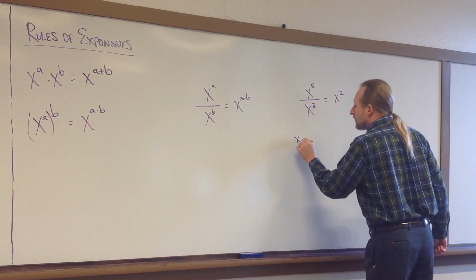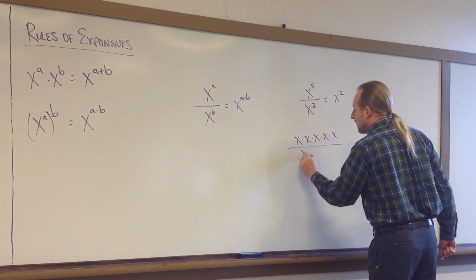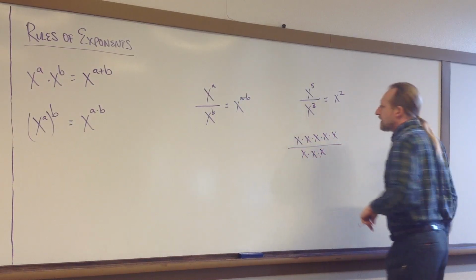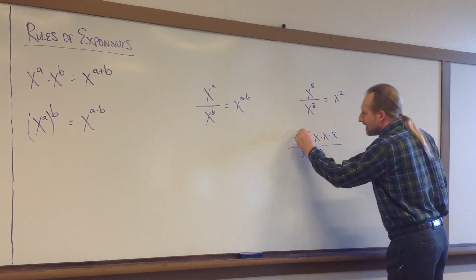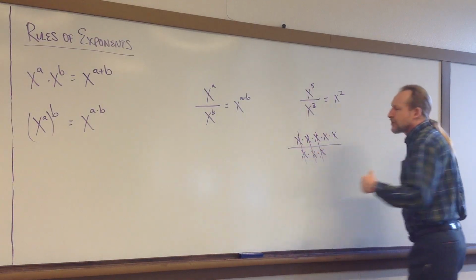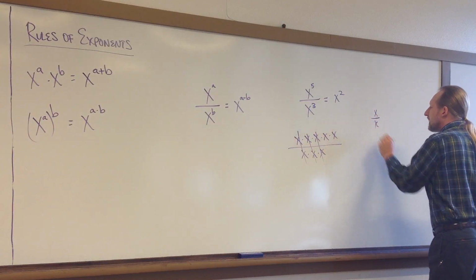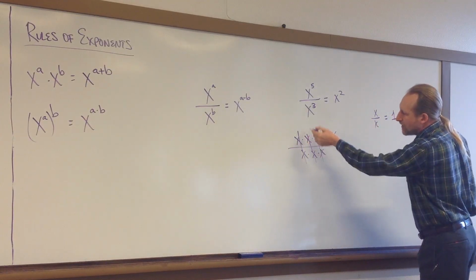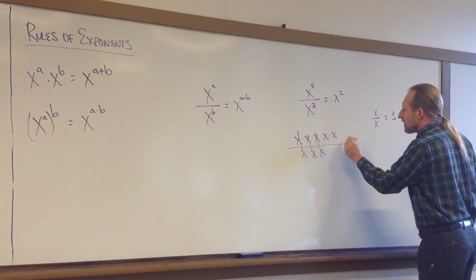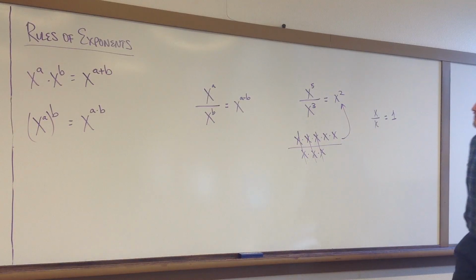Okay. So here's x to the 5th, x times itself 5 times. And here's x to the 3rd, x times itself 3 times. Each of these cancel with each other because they each make 1, right? x, whatever x is, x over x is equal to 1. So here's 1, here's 1, here's 1. They all cancel each other out, and we're left with x squared. Okay?